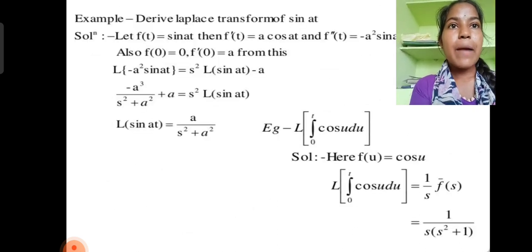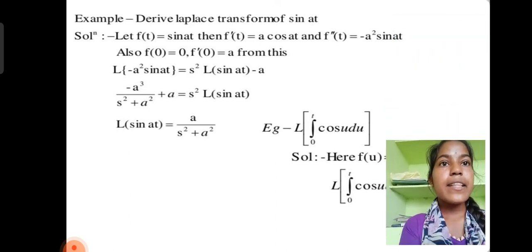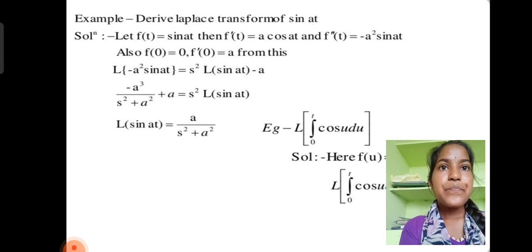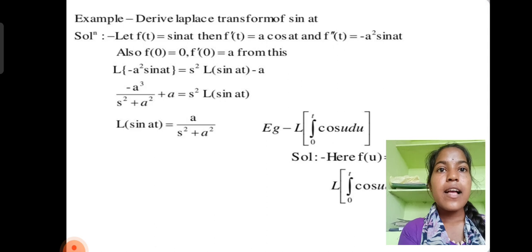Example: derivative, Laplace transform of sin at. Let f of t is equal to sin at, then f dash of t is equal to a cos at and f double dash of t is equal to minus a square sin at. Also, f of 0 is equal to 0, f dash of 0 is equal to a. From this, Laplace of minus a square sin at is equal to s square L of sin at minus a. Minus a square Laplace of sin at is equal to s square Laplace of sin at minus a. Laplace of sin at is equal to a by s square plus a square.